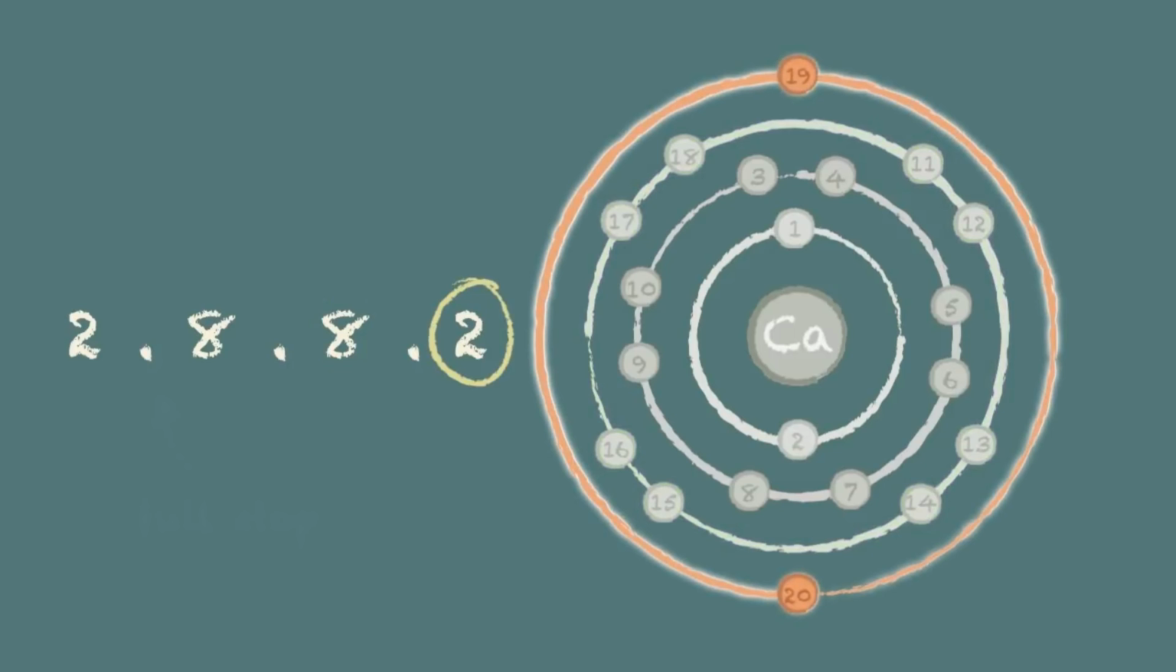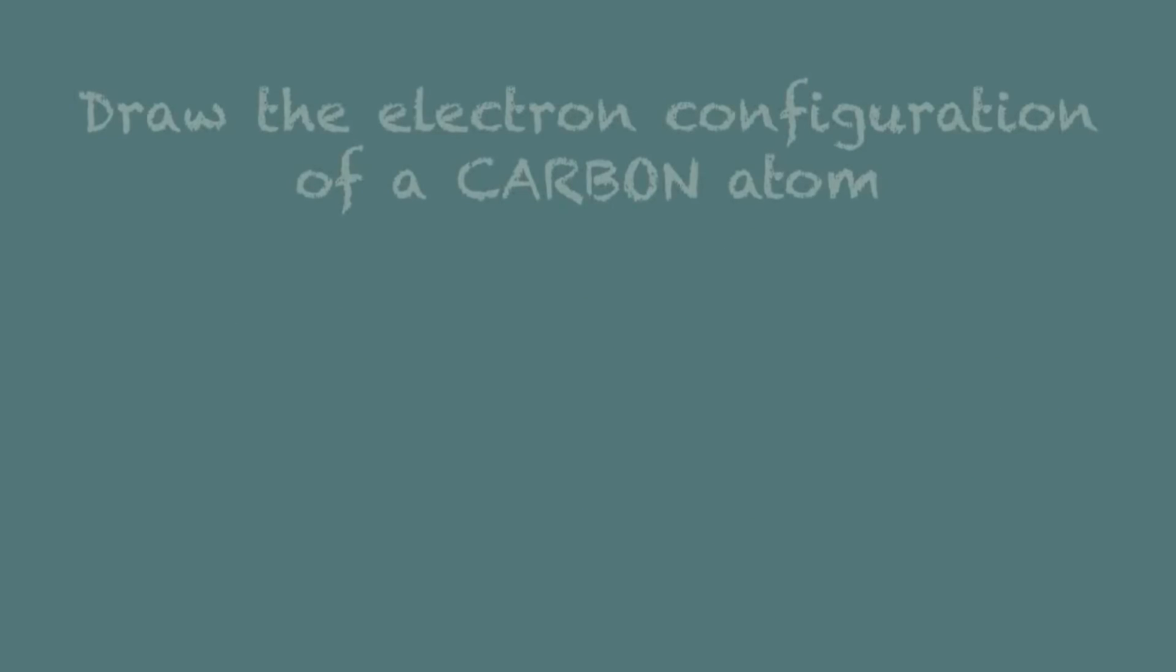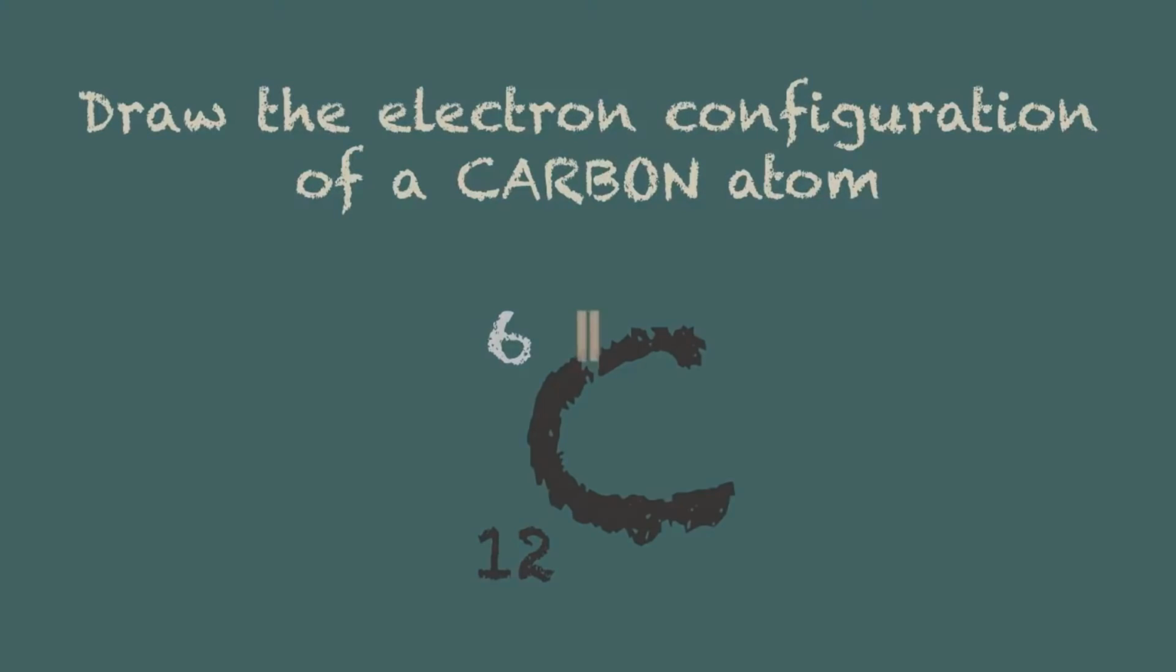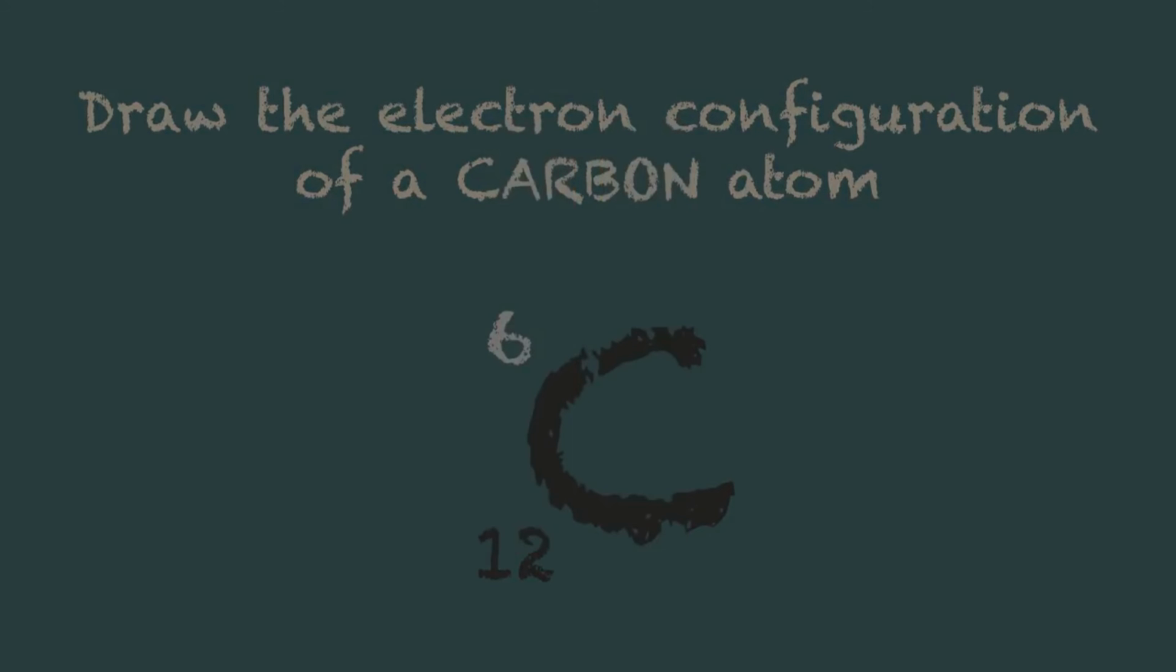Now I'd like you to practice this technique yourself and try and draw the electronic configuration of a carbon atom. Pause the video, get a copy, and try drawing the diagram. Once you are done, get back to the video again.